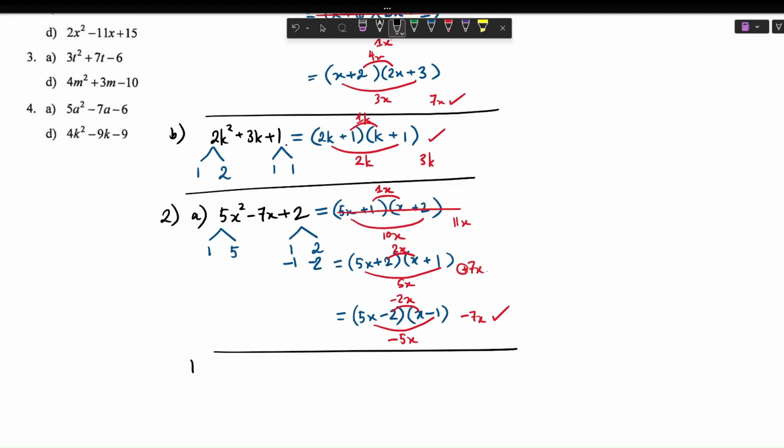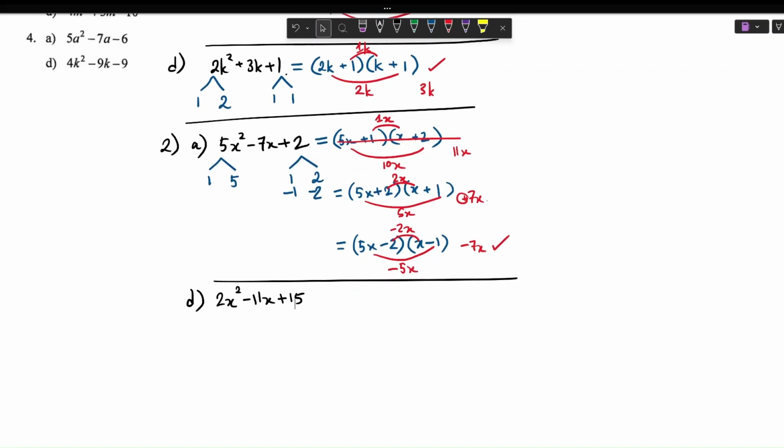Okay, let's do another one. 2d, we want to factor 2x squared minus 11x plus 15. Again, we're going to break these up into factors. So 2 could be 1 times 2. 15 could be 1 times 15 or 3 times 5. Now you may notice that the middle term is negative. So let's also add negative 1 and negative 15 to the list and negative 3 and negative 5 as potential factorizations of 15.